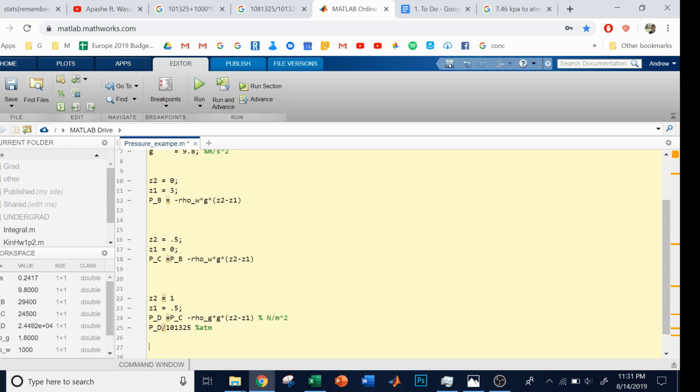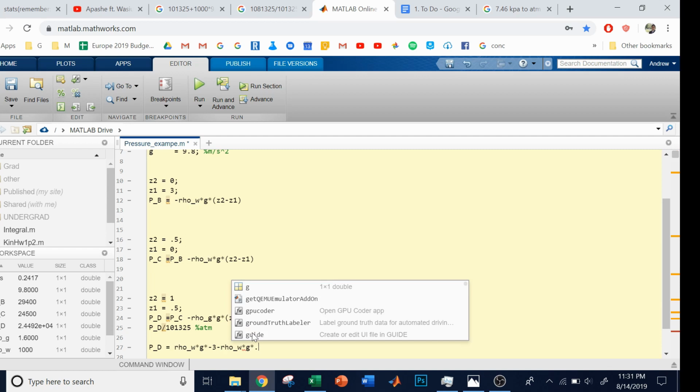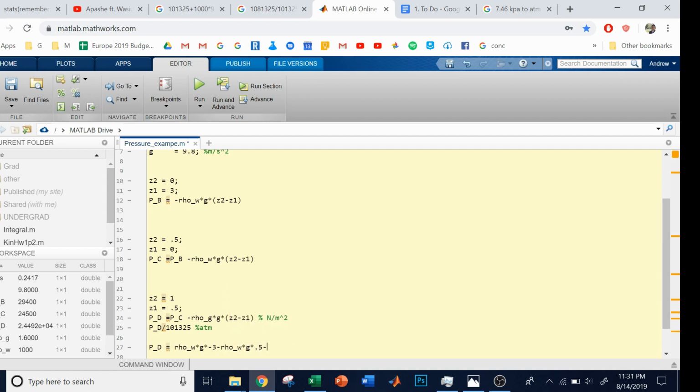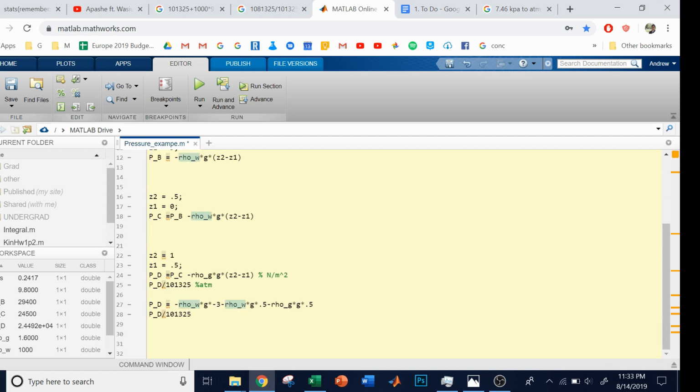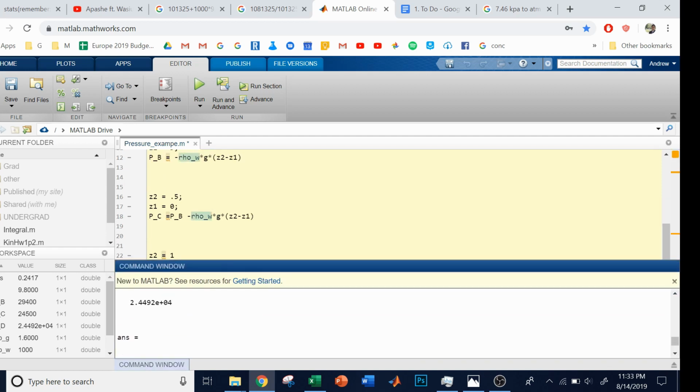And as a final check, we can see if our equation that we derived was correct, where we said that PD is equal to rho of the water times G times negative 3 minus rho of the water times G times 0.5 minus rho of the gas, rather, times G times 0.5. And here's me adding the negative that I just forgot, and the answer is in fact the same.